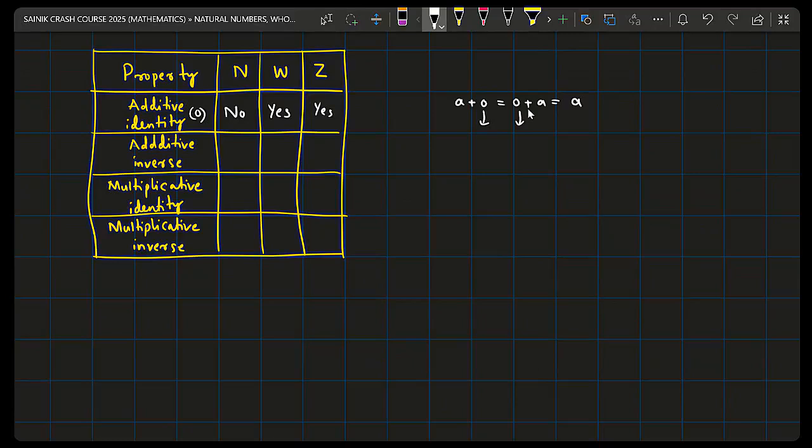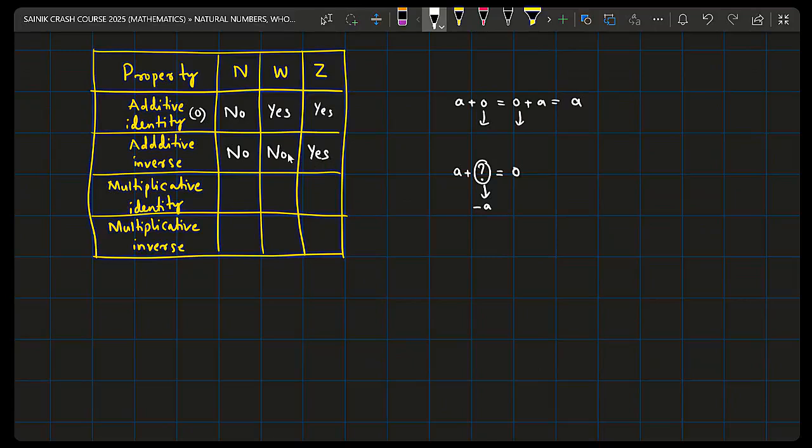And then additive inverse. What is additive inverse? You take any number, which number you have to add to a so that you get the additive identity 0. So the question mark should be replaced by minus a. So for every natural number, there is no negative number. For example, you have 2, but there is no minus 2 in the natural numbers, you can write no. Whole numbers also, for example, you take 2, but there is no minus 2 in the whole numbers, so no. But integers, you take any integer, the negative of the integer will always be there, that is yes.